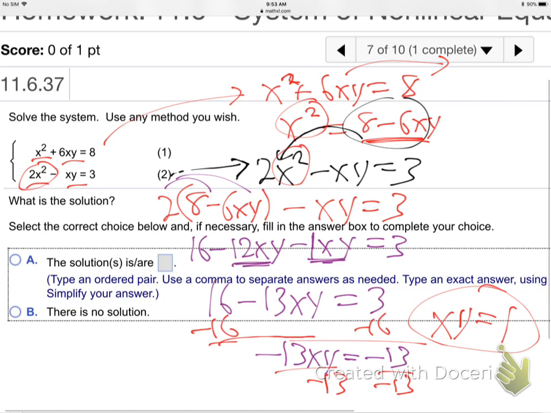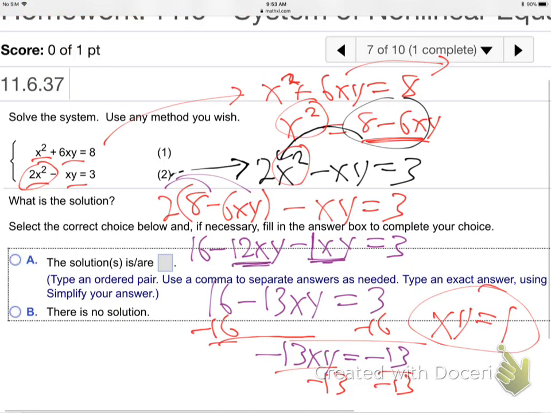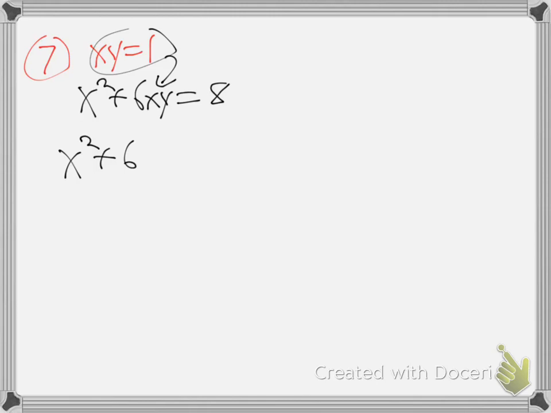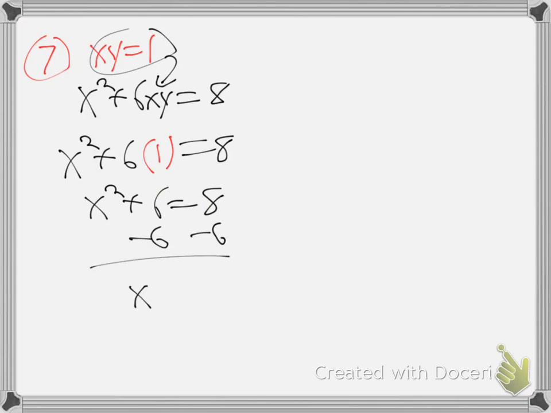We good? So we know xy is 1, so this is number 7. We know that x times y is 1. And then I'll just take the first equation, x squared plus 6xy equals 8. I'll plug that in right there. So I'll get x squared plus 6, and what's the xy? 1. Good to there? That xy is 1. And then we got x squared plus 6 is 8. Subtract 6. x squared is 2. Roof on the house, up and down the ladder. x is plus or minus root 2.